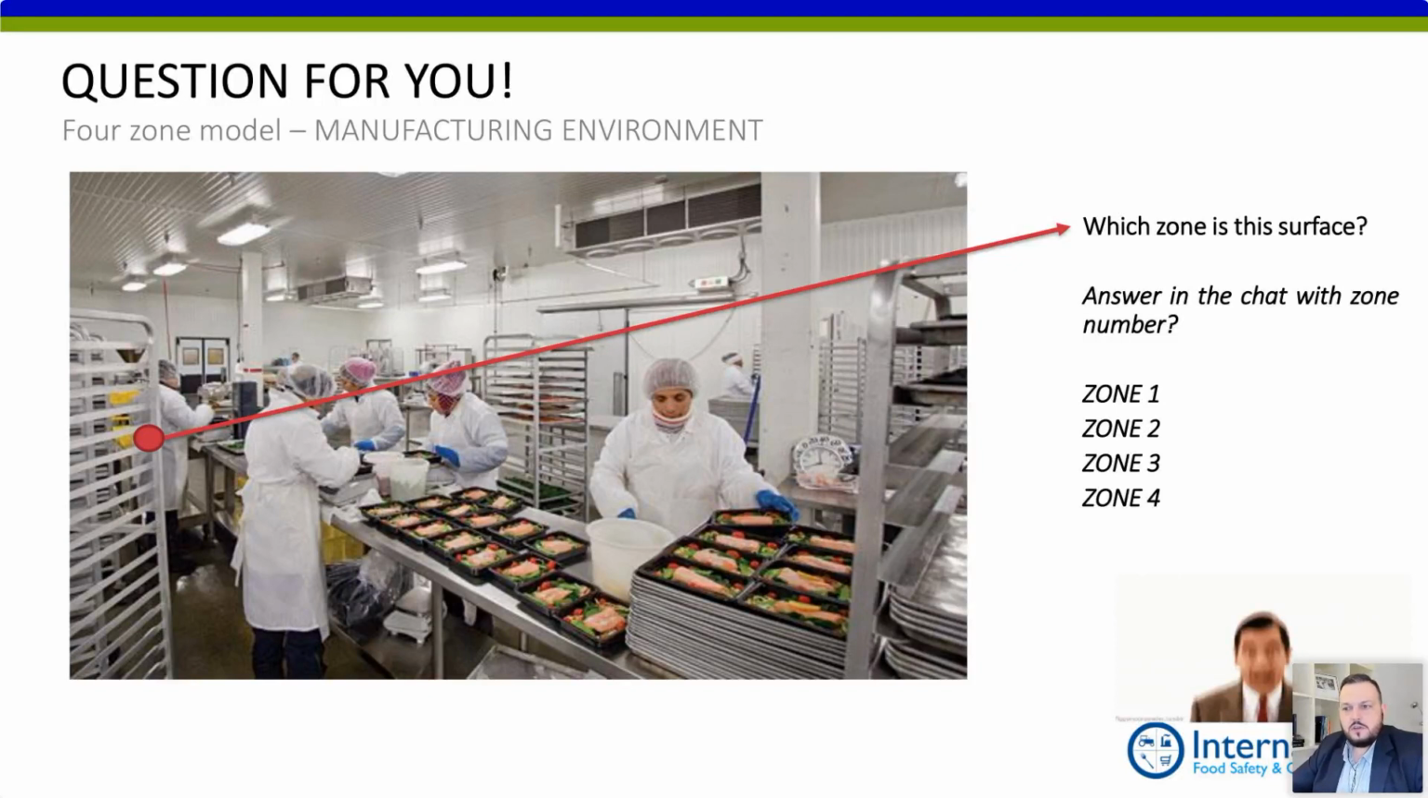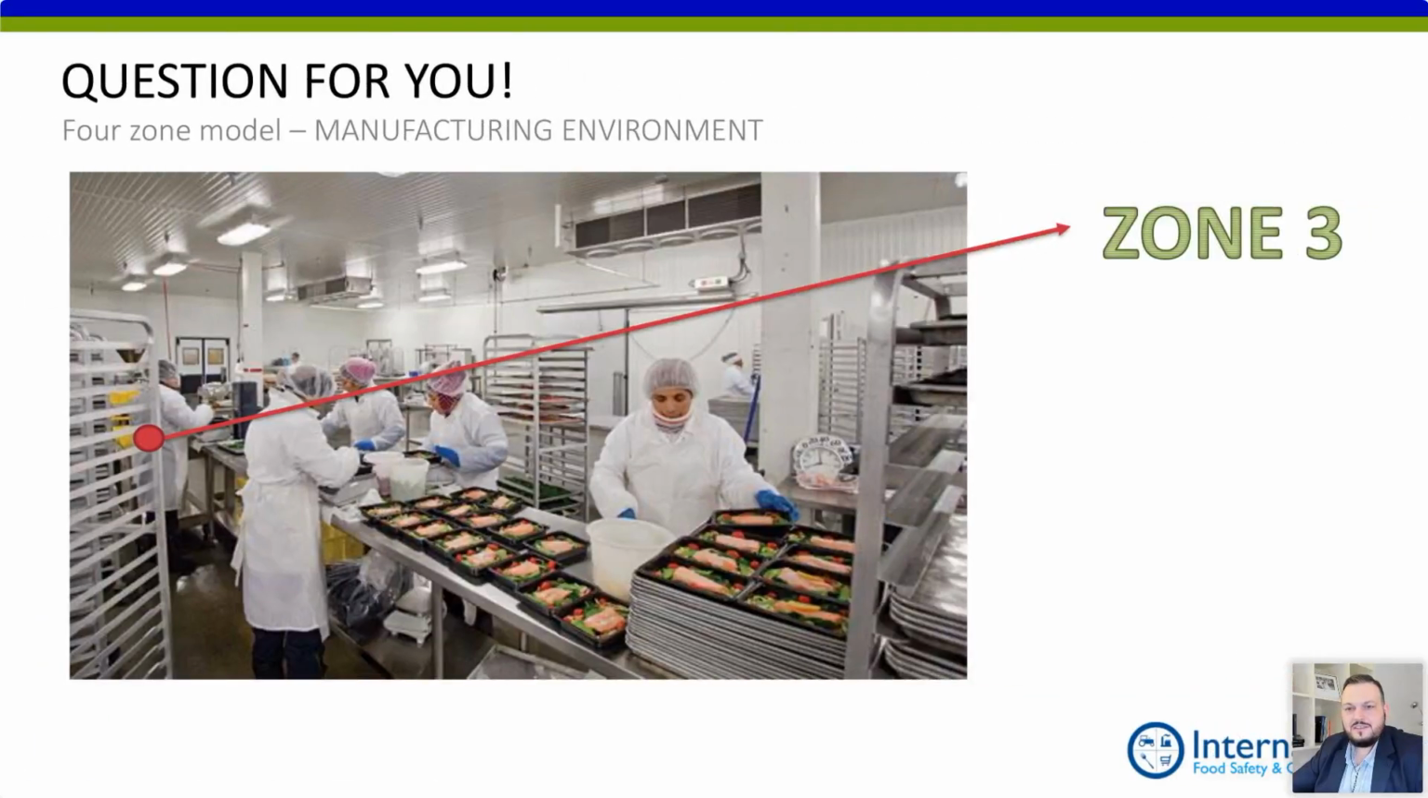Okay, also this is the zone. Which zone is this? So I see now that you are already answering 3, 2, 3, 2. Someone is saying 1, and I have to say this is zone 3. This is not in direct contact with product, but actually this rack is going out of this manufacturing environment to another environment, and then it could lead to cross contamination from some other environment. And also the microorganisms can be brought from another environment.